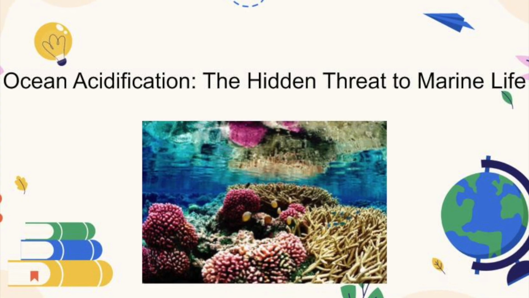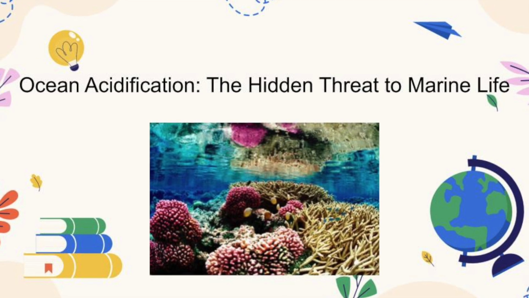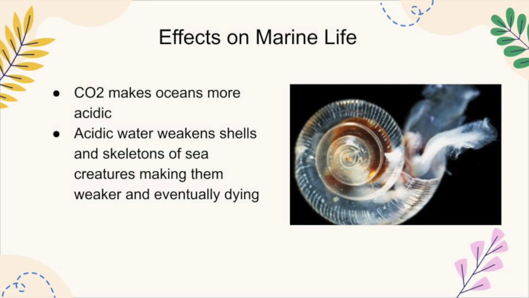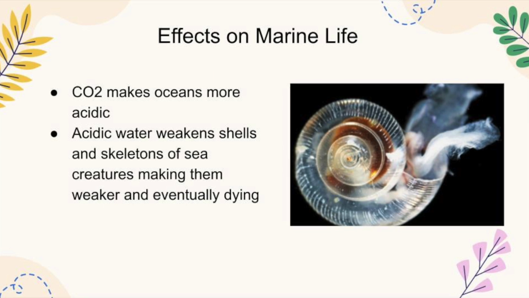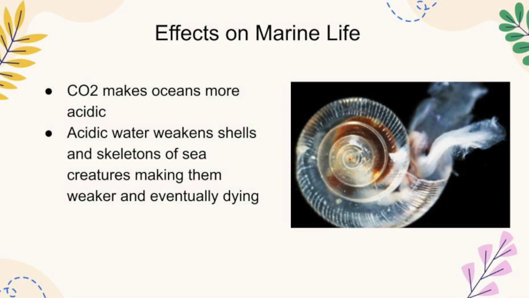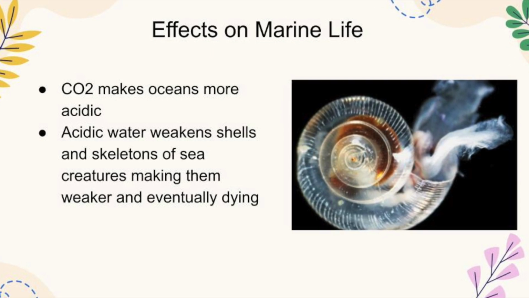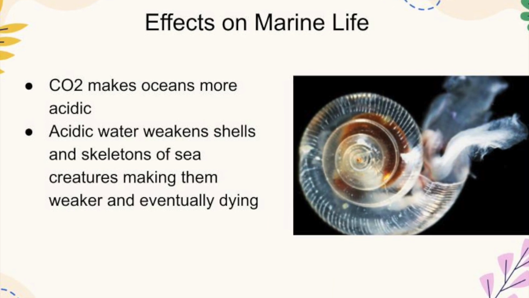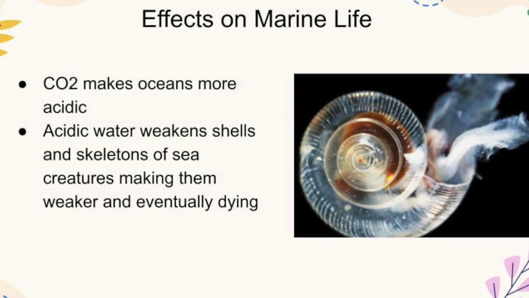Ocean acidification is a hidden threat to marine life because not many people know much about it. One of the effects on marine life is that as the oceans become more acidic, it starts to weaken the shells and skeletons of sea creatures such as crabs, shrimps, and clams. These creatures will eventually die.